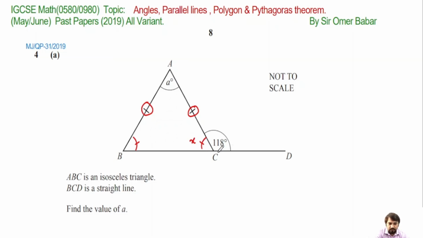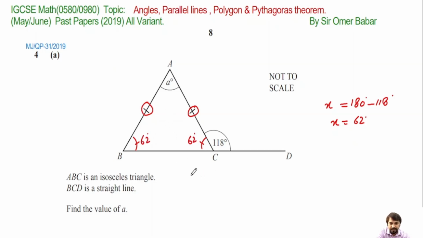Angles at a point on a straight line add up to 180 degree. So from this rule, I can write X is equal to 180 degree minus 118 degree. The answer is 62 degree when you subtract it. So this angle is 62 degree, and this is also 62 degree.